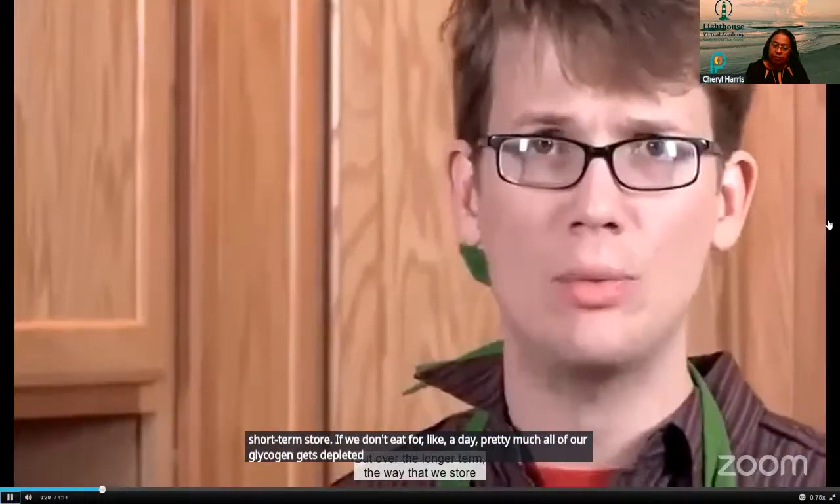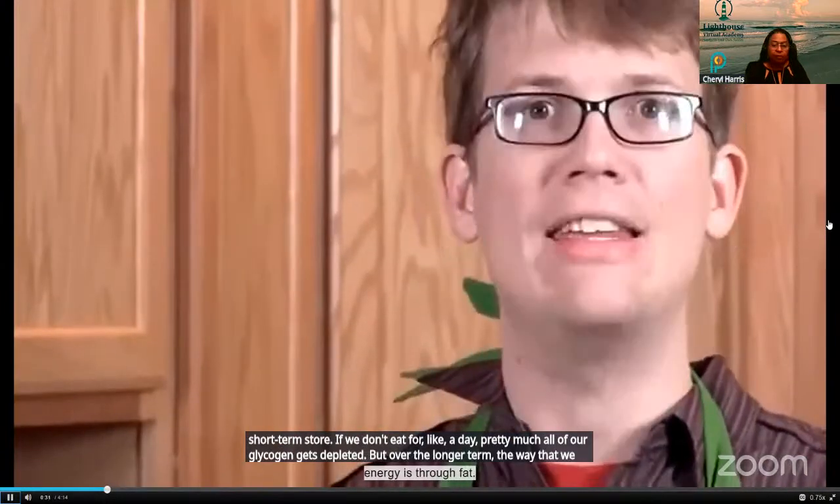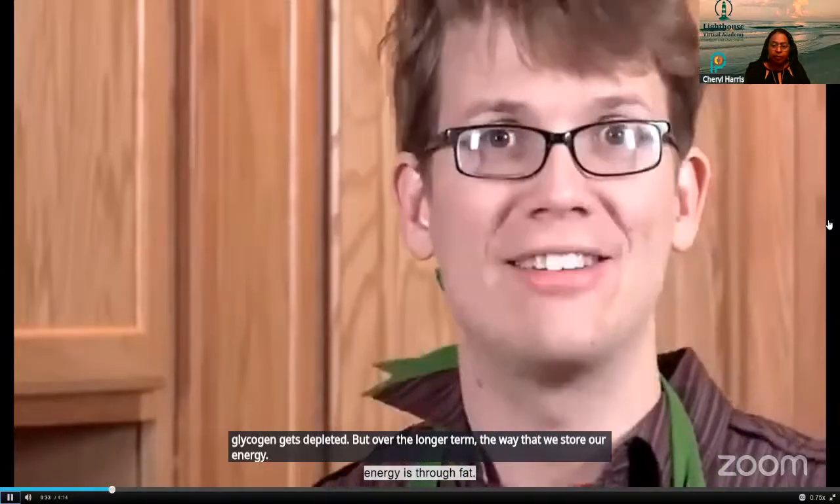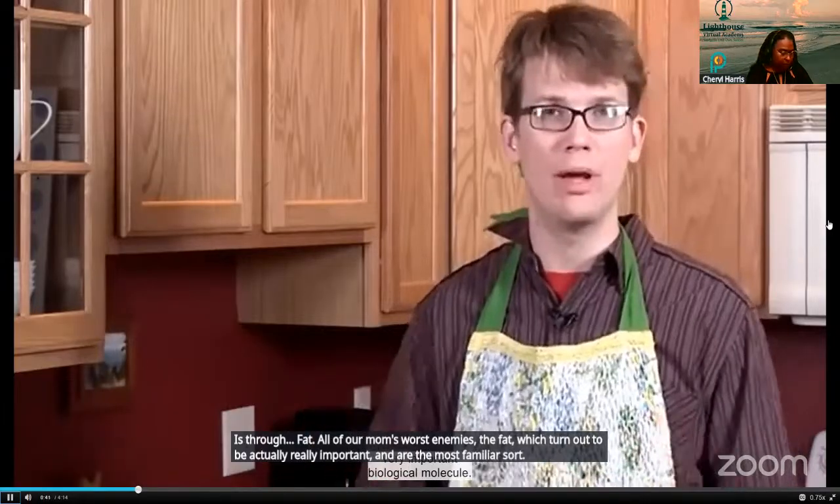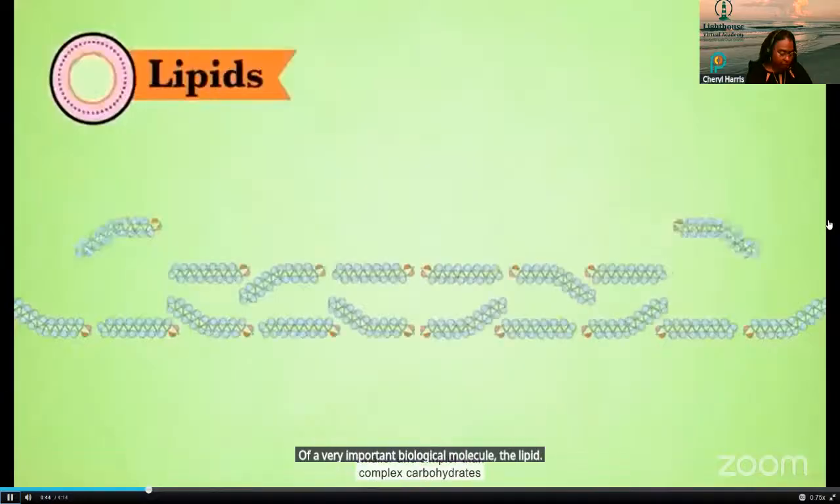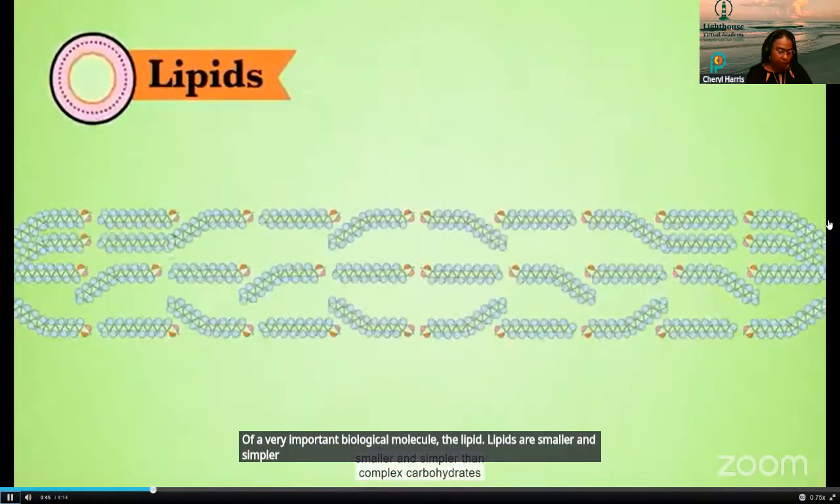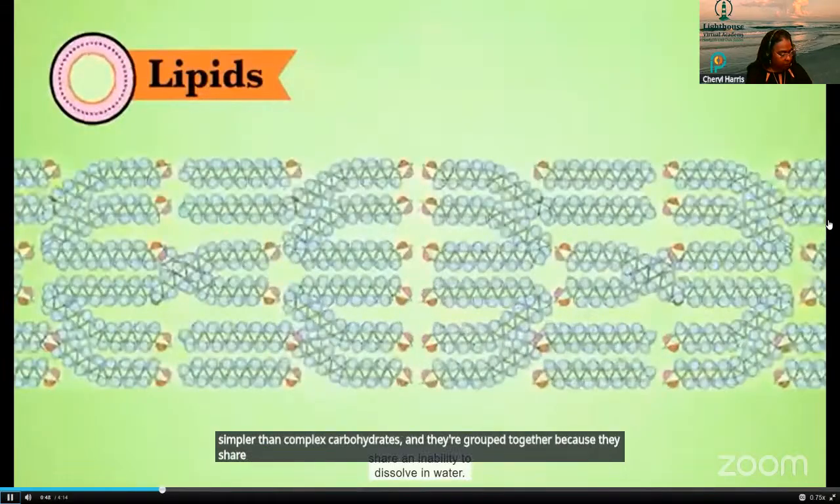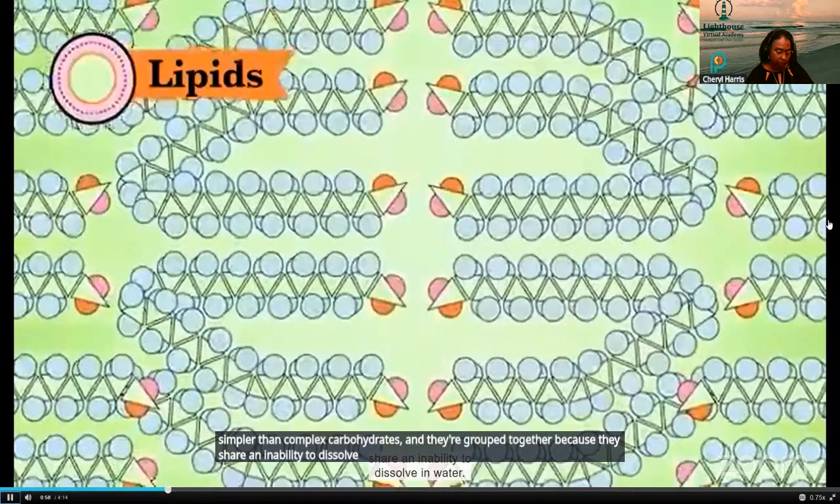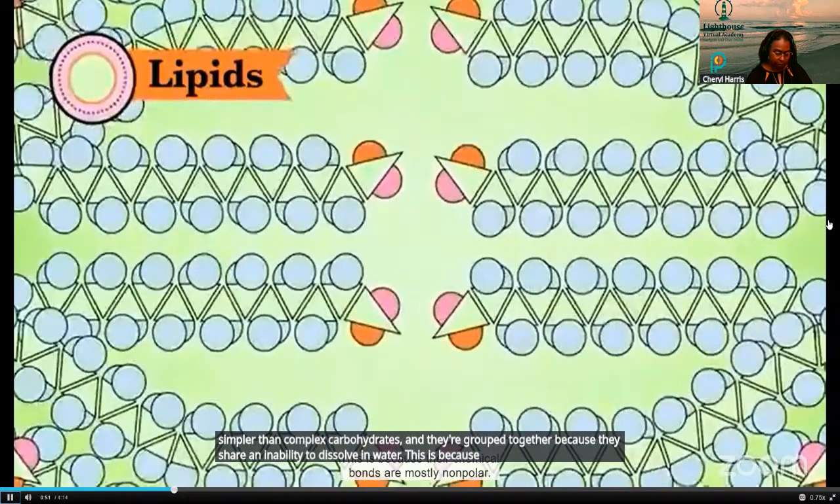But over the longer term, the way that we store our energy is through fat. All of our mom's worst enemies, the fat, which turn out to be actually really important and are the most familiar sort of a very important biological molecule, the lipid. Lipids are smaller and simpler than complex carbohydrates, and they're grouped together because they share an inability to dissolve in water. This is because their chemical bonds are mostly nonpolar.